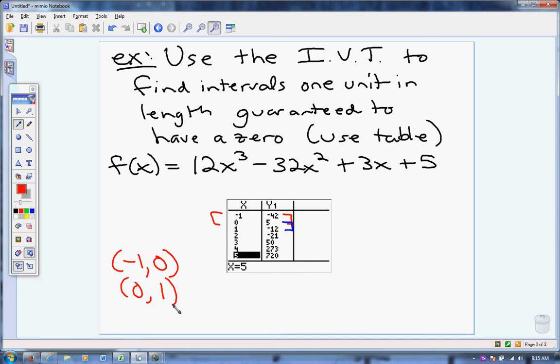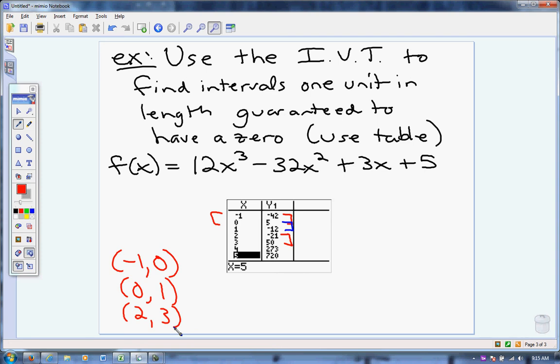And then from 1 to 2, there's no change, is there? What's the next place where there's a 0? 2 to 3. Because it jumps from a negative value back to a positive value. So from 2 to 3, there has to be a 0. All right? Now, we're saying between negative 1 and 0, 0 and 1, and 2 and 3.